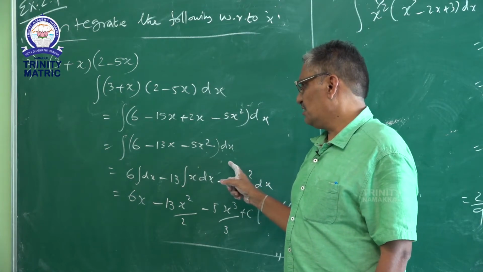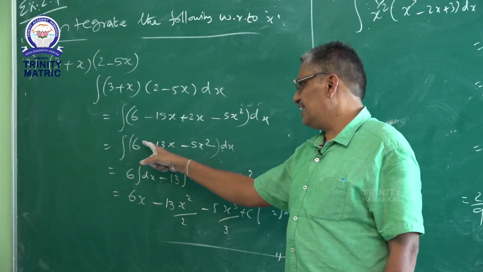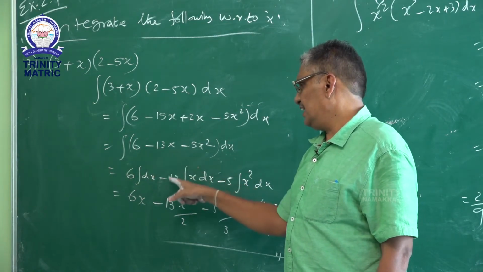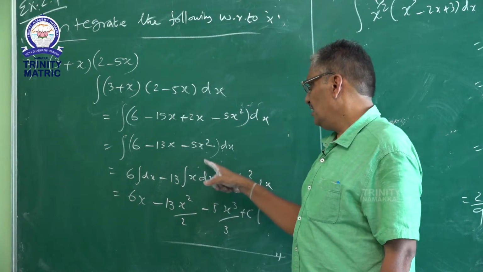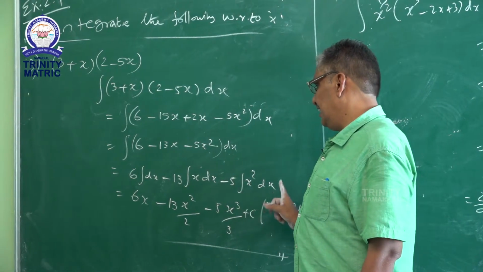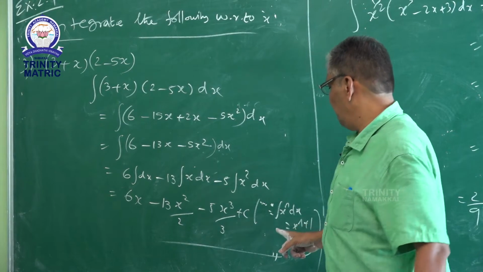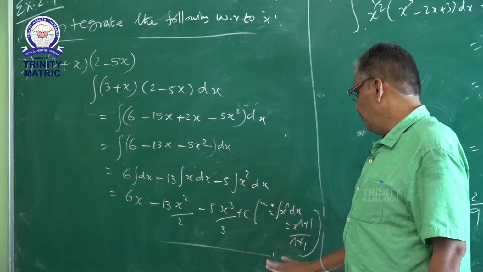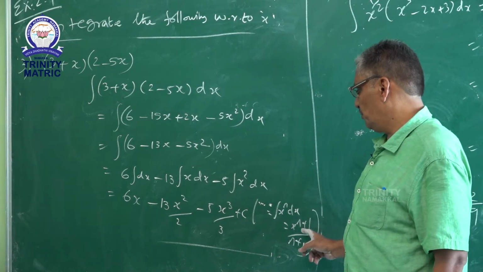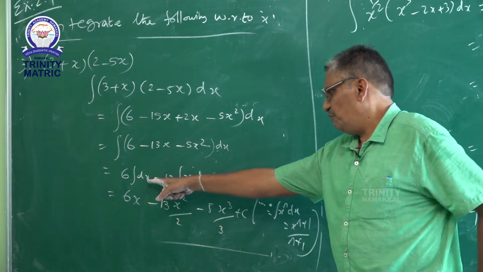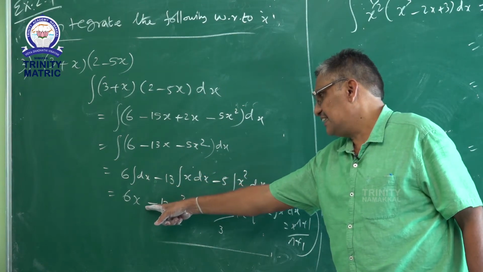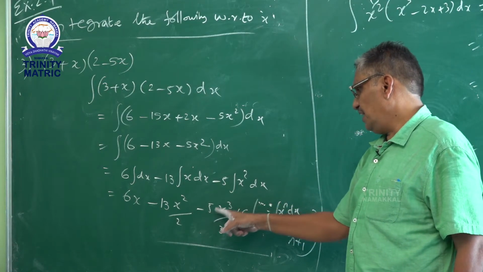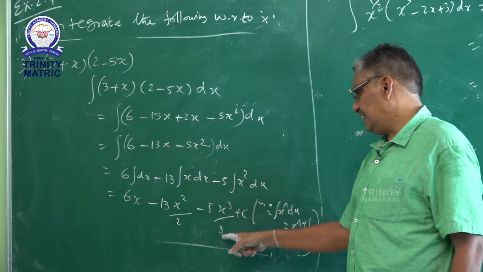So now we integrate. By the properties of integration, we take this coefficient 6 out, then the integration of dx, minus 13 integration of x dx, minus 5 integration of x square dx. We know this formula. What is the formula? X power n dx is equal to x power n plus 1 by n plus 1. This formula plays an important role here. So we know that dx gives x. Here x power 1, so we add 1: x square by 2, minus 5, when you add 1, x cube by 3, plus c.